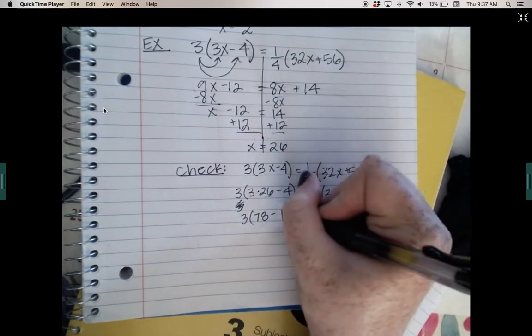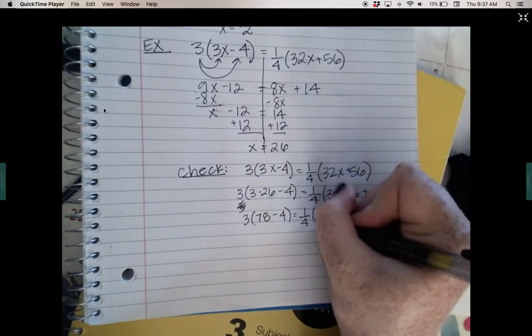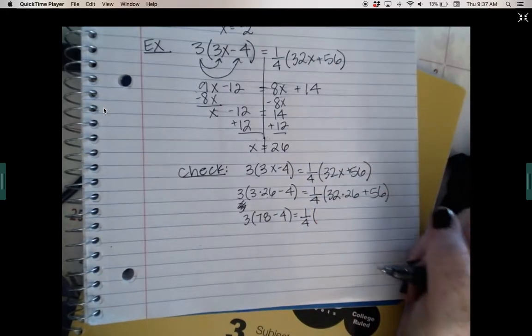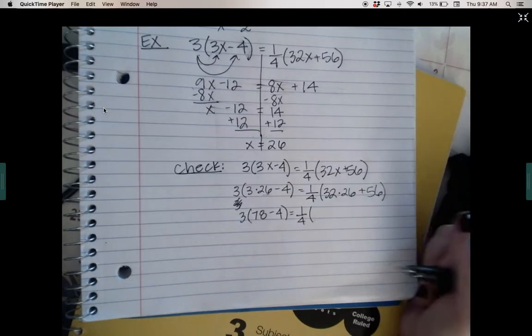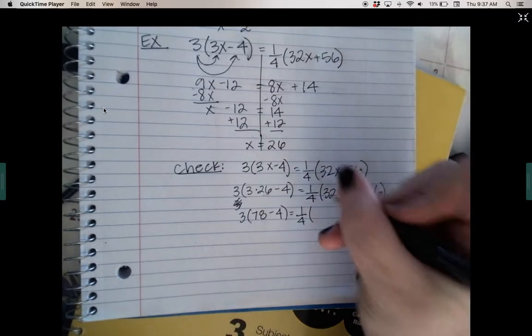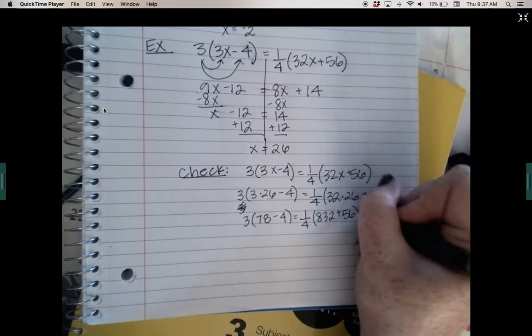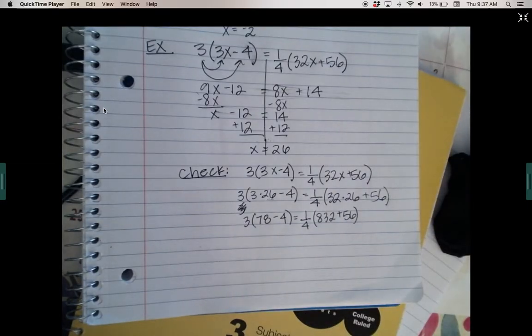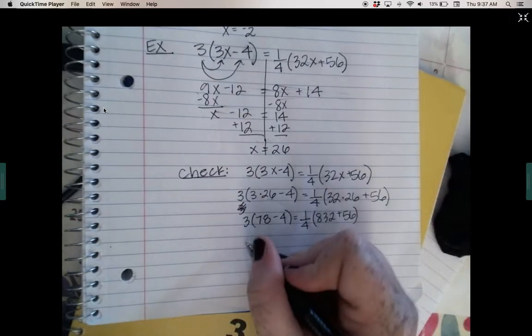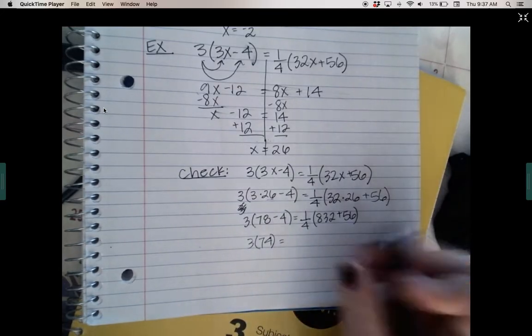78 minus 4 equals 1/4. What's 32 times 26? That's the one that I'm not wanting to do. 832. Close. Okay, so now I just have constants. Order of operations says do what's in the parentheses still. So I have 78 minus 4, which is 74.